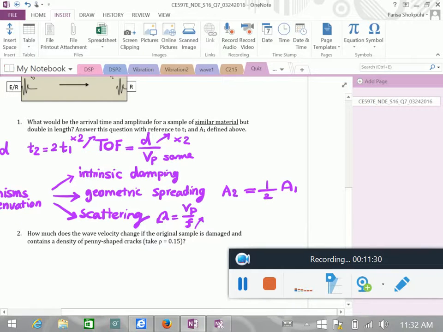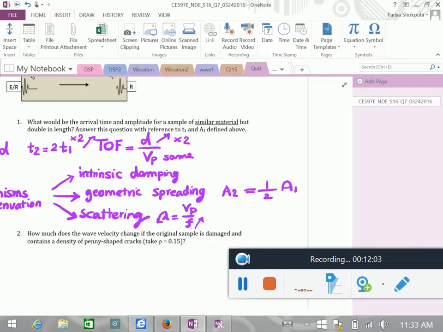And scattering is controlled not by wavelength by itself. So just saying wavelength is not enough. What controls the scattering? The relative relationship between the wavelength of the ultrasonic energy and the length scale of heterogeneities, in the case of concrete, aggregates, right? So this is what we talked about last time.